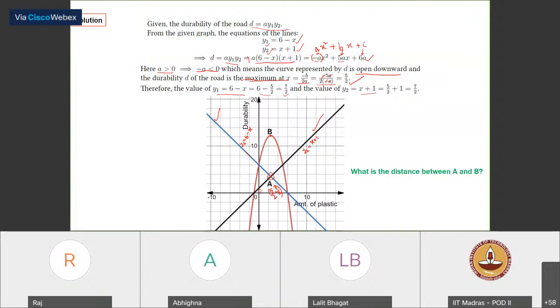We cannot solve for the intersection A and say the solution is this. But we have to solve for the point B. Yeah, we have to solve for the point B if we want to get the maximum of the durability.